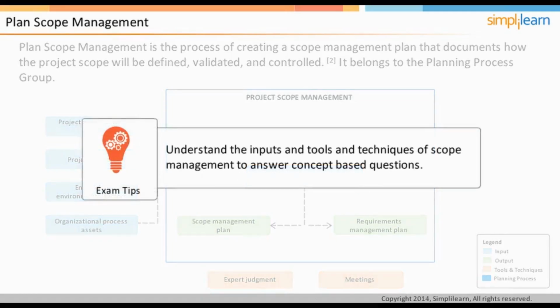You may get questions in the CAPM exam based on the inputs, tools, and techniques and outputs of plan scope management. So, understanding of these topics will help you to answer concept-based questions correctly. In the next screen, let us look at the second process, collect requirements.